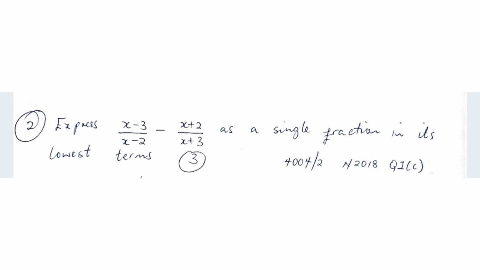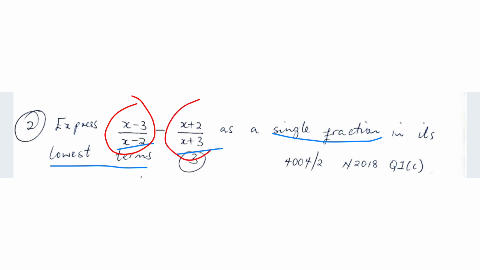The question reads: express (x − 3)/(x − 2) minus (x + 2)/(x + 3) as a single fraction in its lowest terms. So from the question we can see that we have two separate fractions. The first one being x − 3 over x − 2, and the second one being x + 2 over x + 3. These two fractions are separate. They need to be combined so that they become a single fraction.